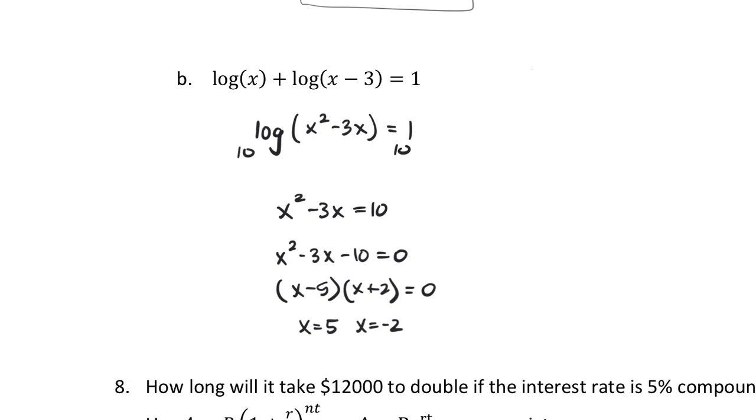Remember that it is possible to have what appear to be solutions that actually are not. -2 doesn't work because when you plug in -2 for this x or for this x, it comes out to be negative inside of a logarithm. Can't have negative values inside of a logarithm. So those are called extraneous solutions. X equals 5 is the only one that works.